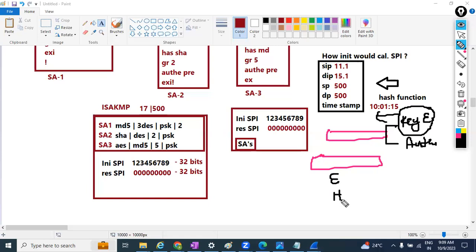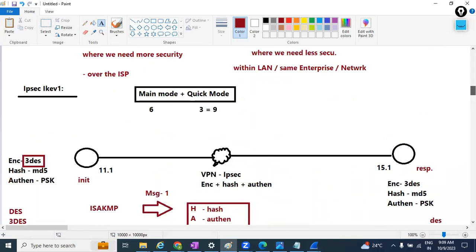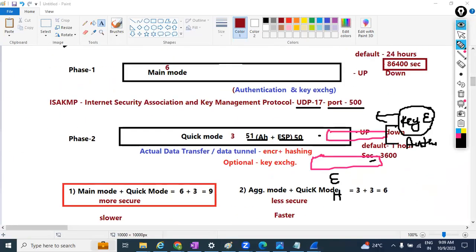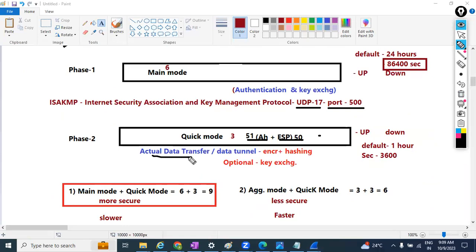As I have mentioned, you can check your notes. I have mentioned that phase 2 we use for data. If I go back here, this is for actual data transfer. This is for the actual encryption and hashing. So when we exchange the data, on top of that we need encryption and hashing. For that encryption and hashing, we need keys. That means I need keying material.